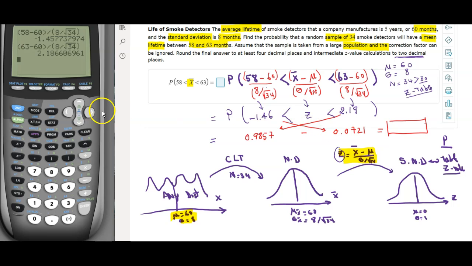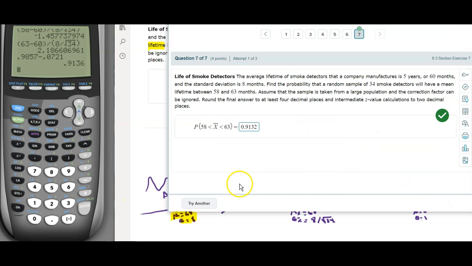All right, the calculation should give us the answer. So the difference here, let's type it in on the calculator: 0.9857 minus 0.0721. Enter. So it's going to be 0.9136. Let's plug it in. Great, that's correct.